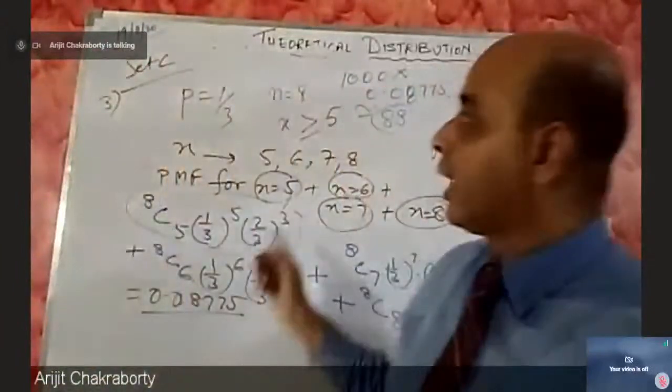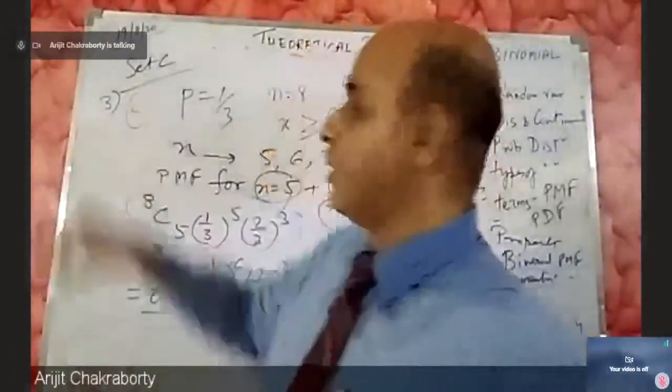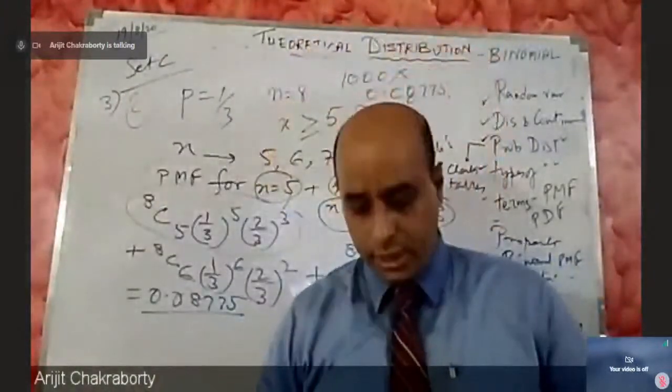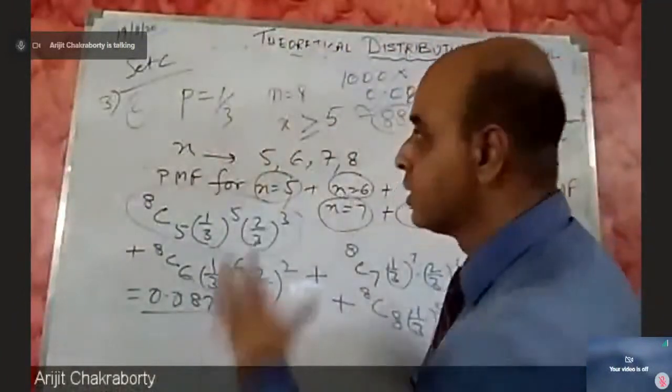And going by the options given, the nearest option is 88. So option number C is the correct answer here. As per what I have got, you can just check it with the given answers, 3C.